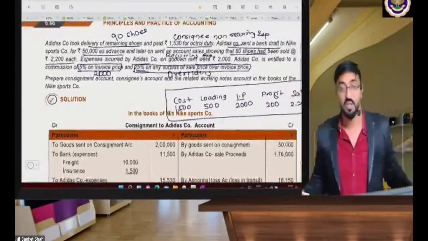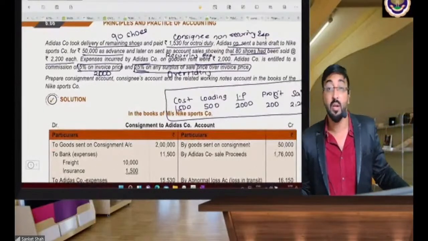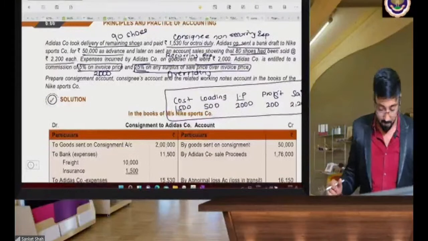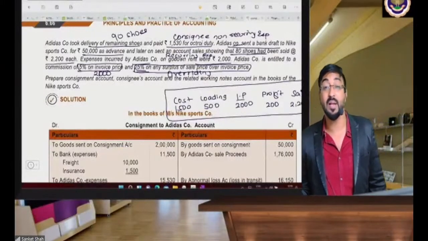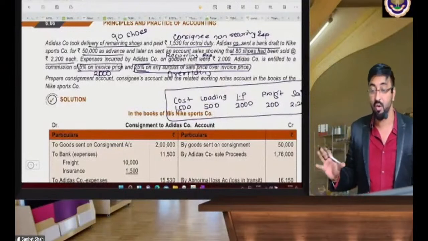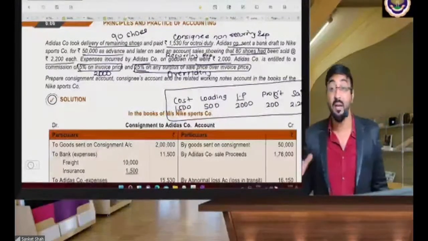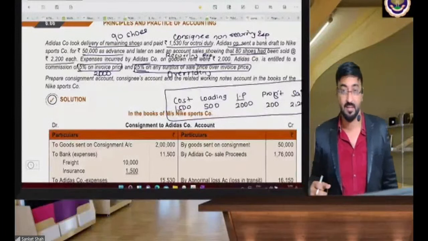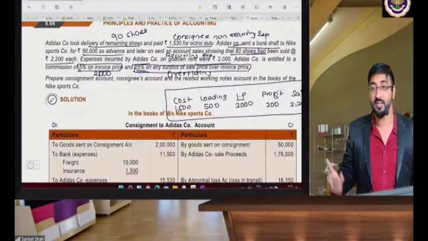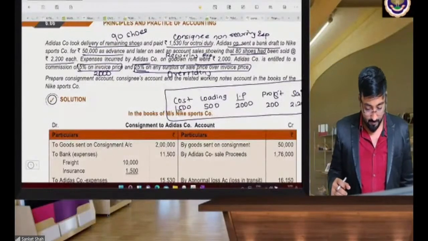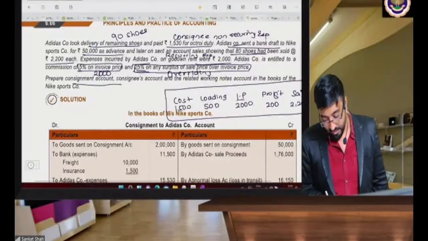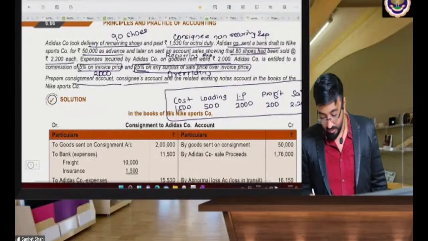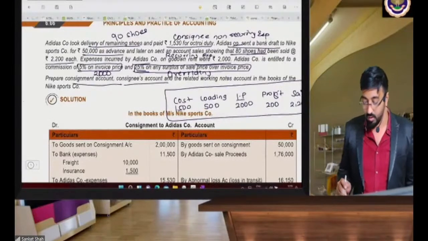Extra commission apart from your normal invoice price commission. So that consignee is applying his magic, or he applies his skill to sell it over invoice price, and that's why extra commission is given. Yes, now you have to prepare consignment account, consignee account, and working notes for Nike Sports.